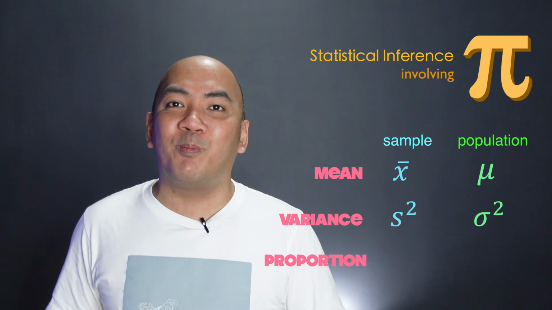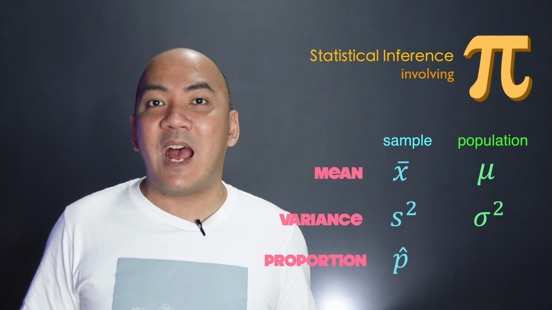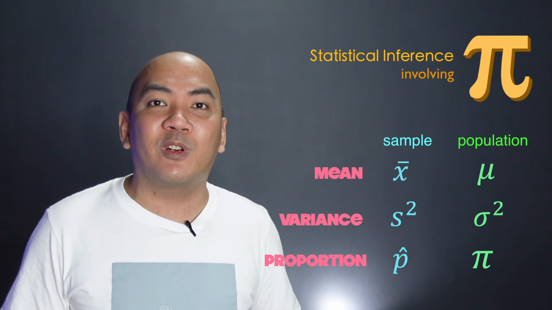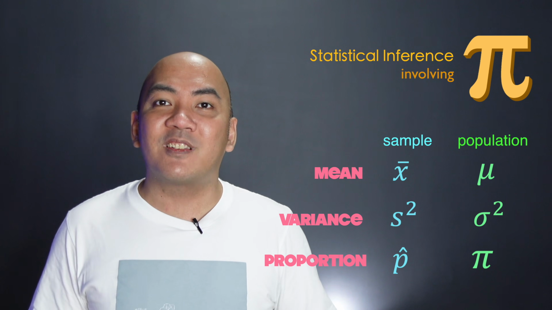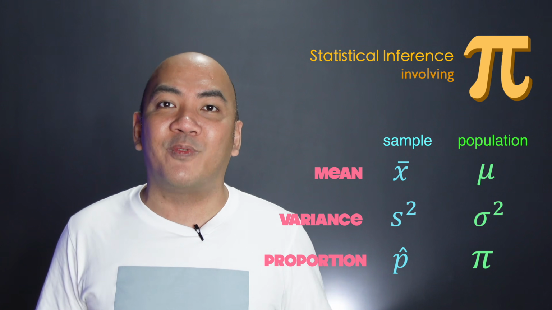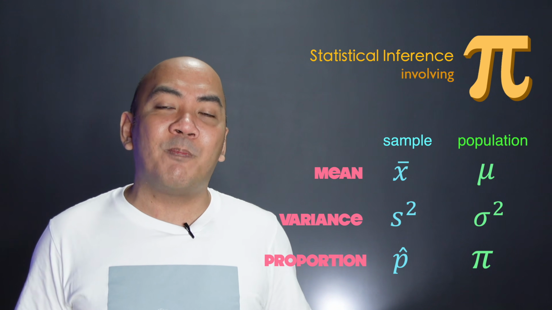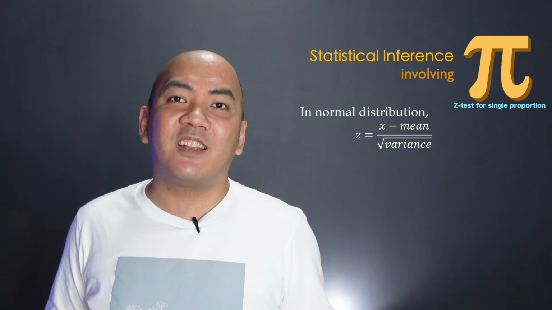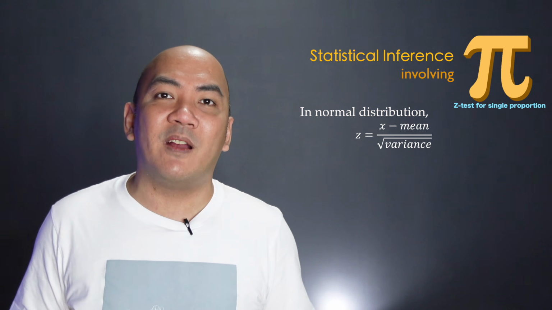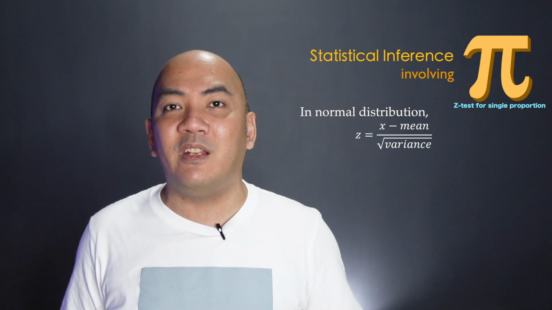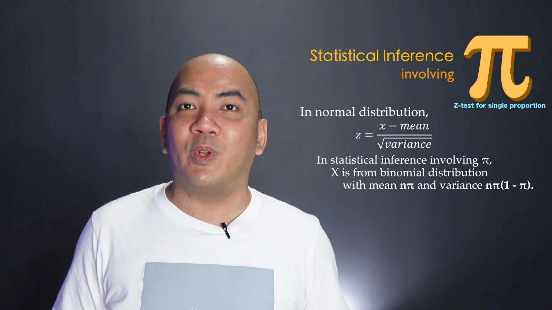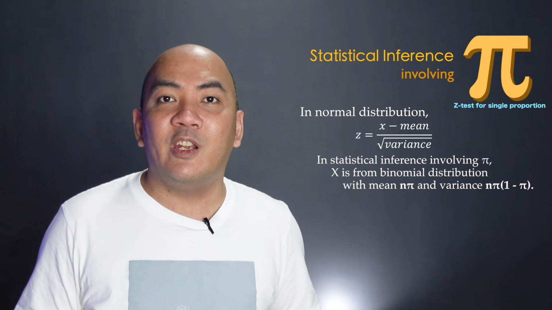Now similarly, in proportions, we're going to make use of p hat as a symbol for sample proportion. And for population, we're going to make use of pi. Because in statistics, we often make use of the Greek alphabet to denote a population value or what we call a parameter. Consider that in normal probability distribution, we have z is equal to x minus the mean over the square root of variance.